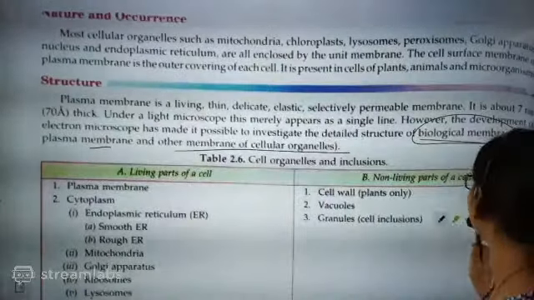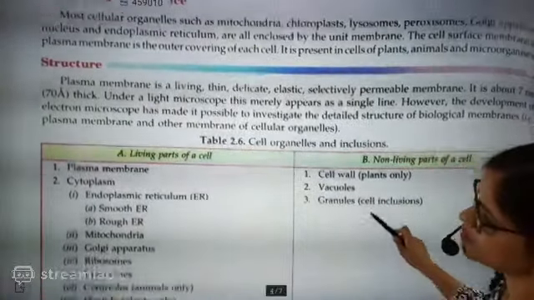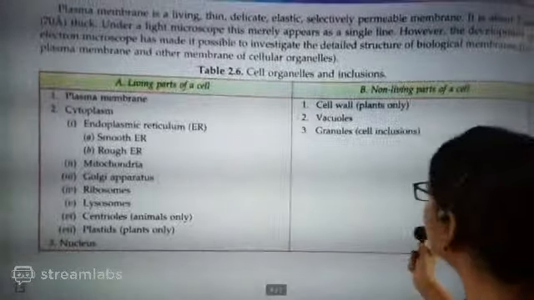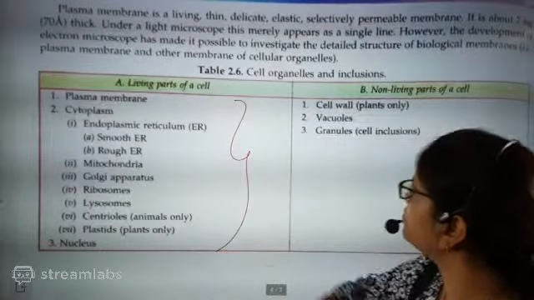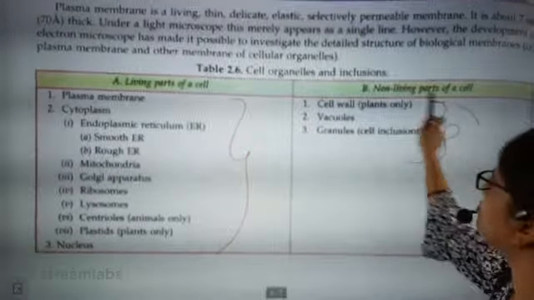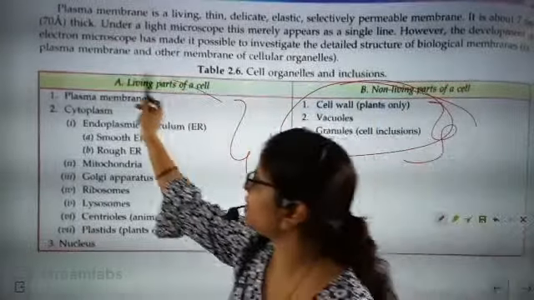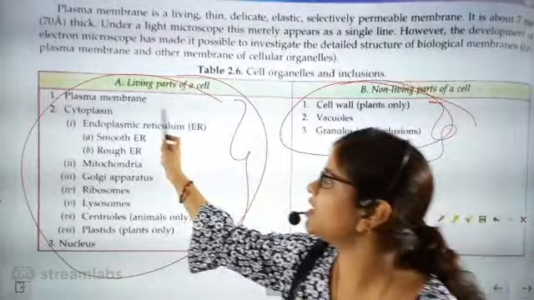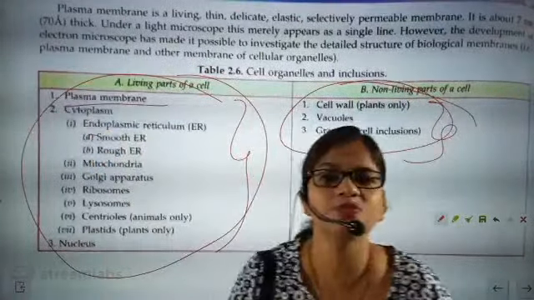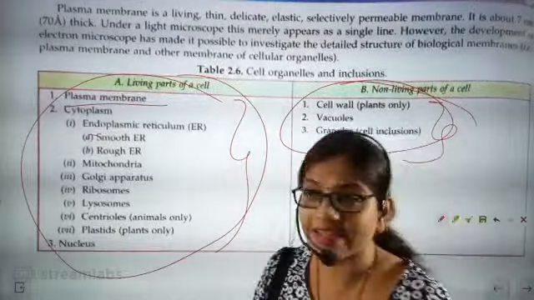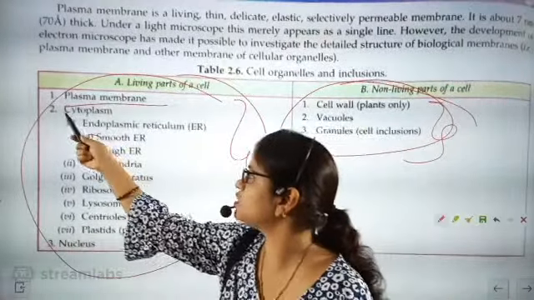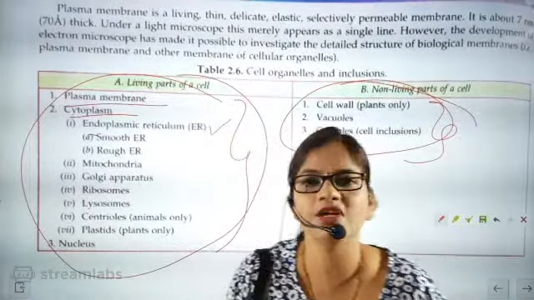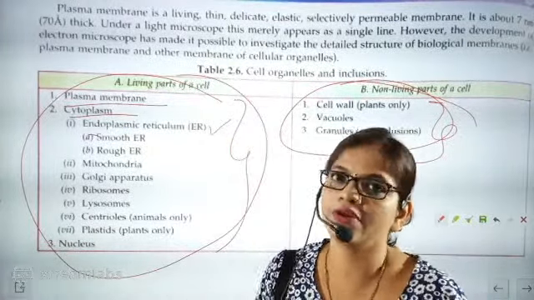Now the most important thing, which one should be there in your note? This one: living part of the cell and non-living part of the cell. This is not for one day or two days, this is for future purposes also. I want you to remember which section is the living part of the cell and which section is the non-living part of the cell. So definitely, beta, we started with a note that the plasma membrane is the living part of the cell. Cytoplasm is also a living part of the cell.